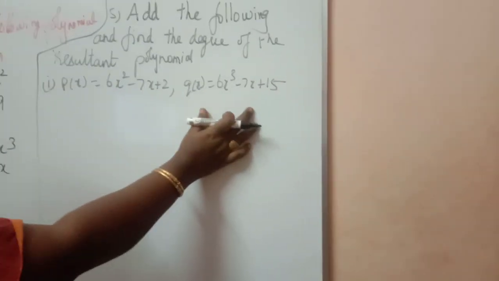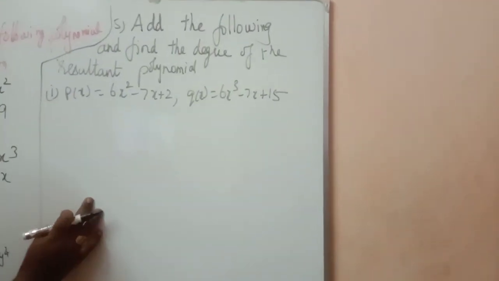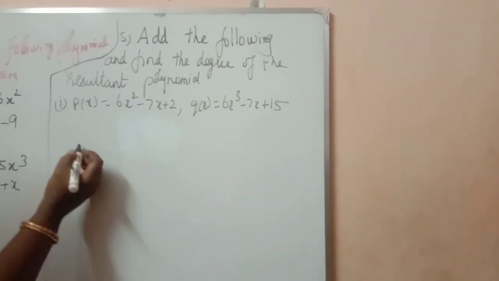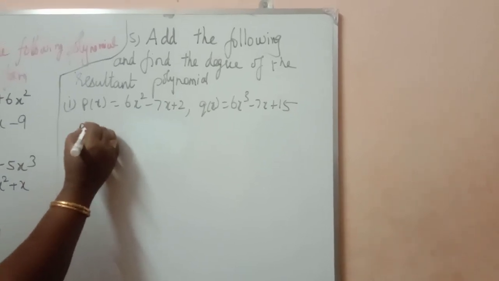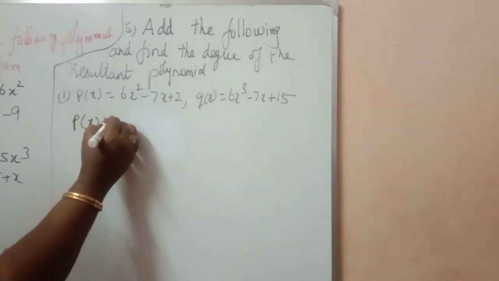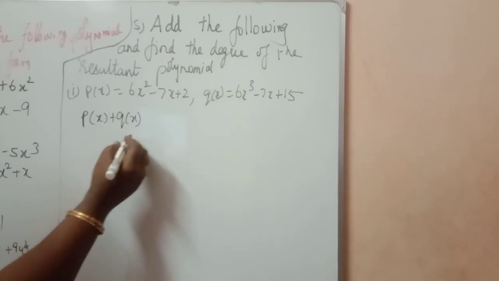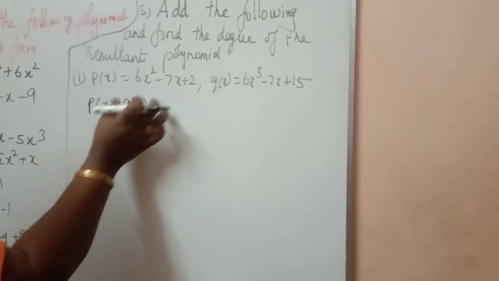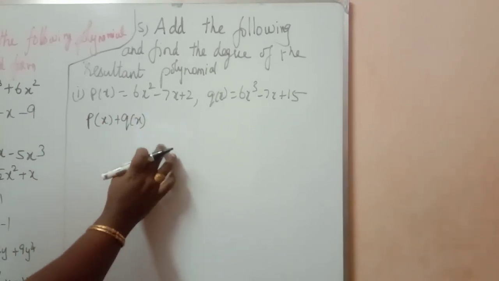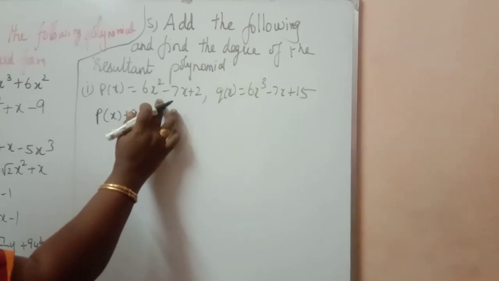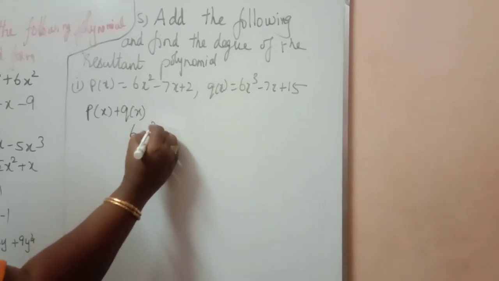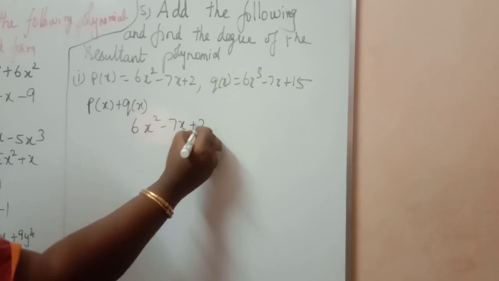Next, add the following and find the degree of the resultant polynomial. We have to add these two and find out the result, the degree of the result. So p of x plus q of x. We can add in a horizontal way or vertical way. Just to see both, I am going to show. First one 6x square minus 7x plus 2.